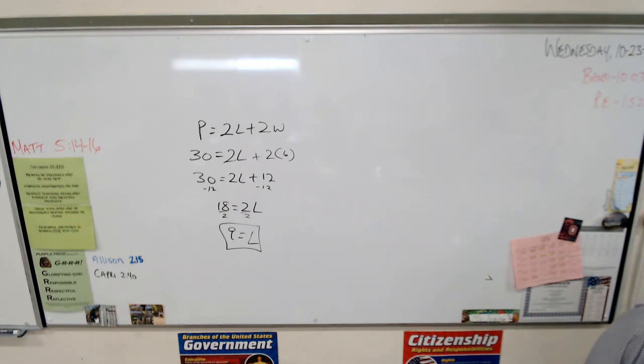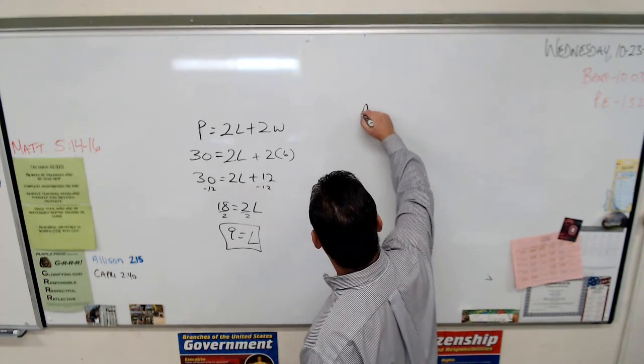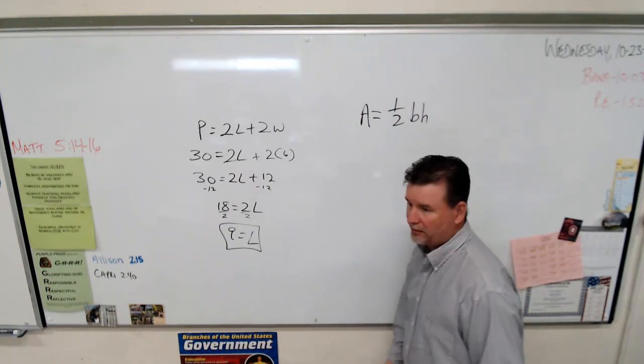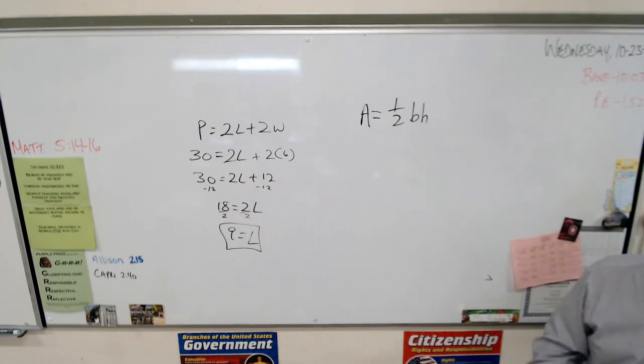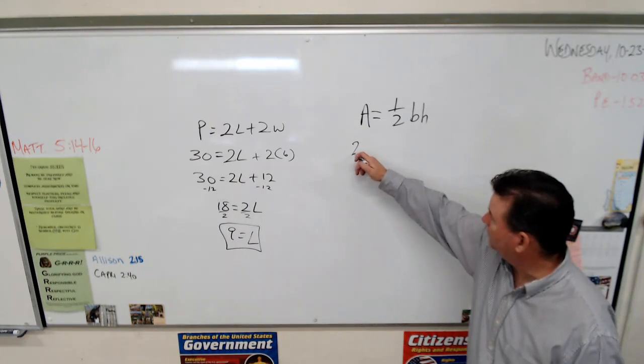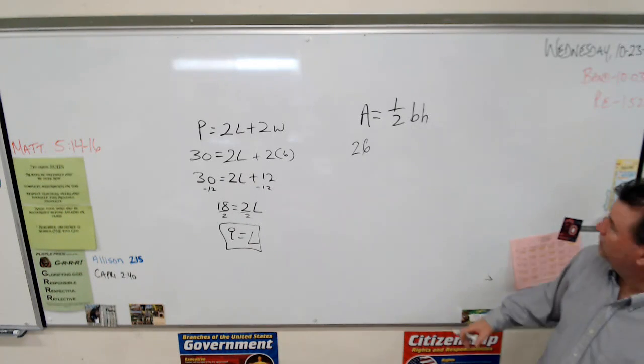Number 2. What's the area of a triangle? Write the formula. Area equals 1/2 base times height. And then you just plug in the stuff they give you. They told you the area is 26, okay? Then they tell you it has a height of 4, okay?